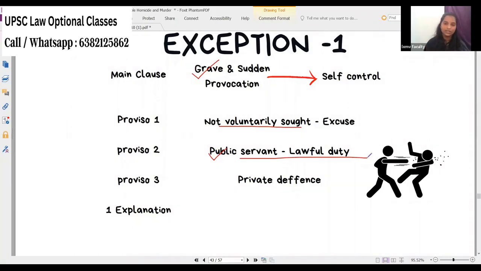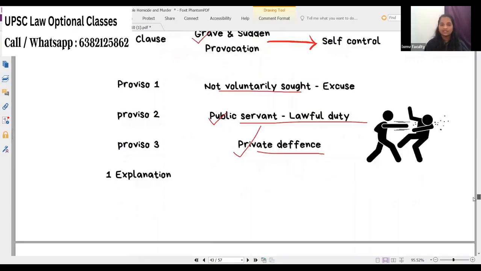No exception for you. Next, in exercise of private defense, the accused is exercising his private defense. Because of that, you get this grave and sudden provocation and kill the accused. Then also Exception 1 will not come to your help. Okay, so all this you understand.